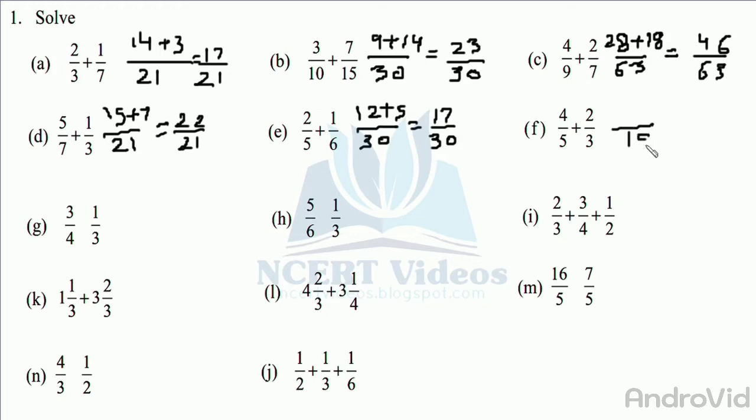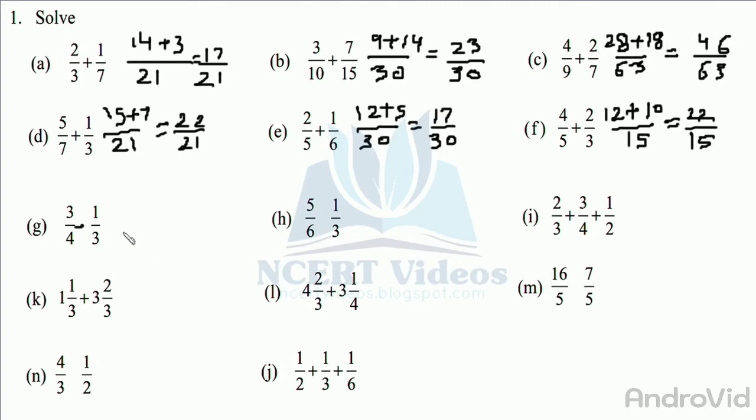15 would be LCM here. 5 3s are 15, 4 3s are 12 plus 5 2s are 10 to give you 22 over 15, further not reducible.